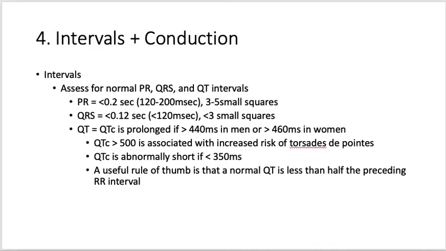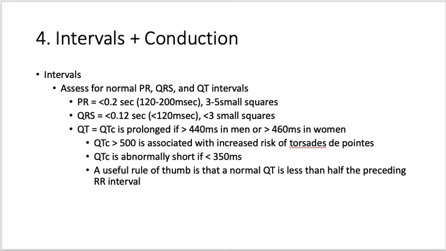Next up, we have looking at the intervals and then later on the conduction of the electrical activity in the heart. So the first thing to look for is assessing for normal PR, QRS, and QT intervals. Normal PR intervals are less than 0.2 seconds, or 120 to 200 milliseconds, or 3 to 5 small squares. QRS is less than 0.12, or 120 milliseconds, or less than 3 small squares.